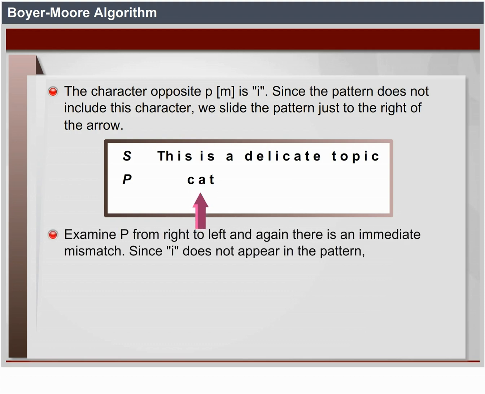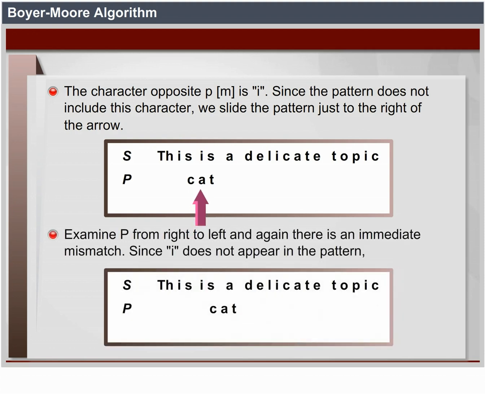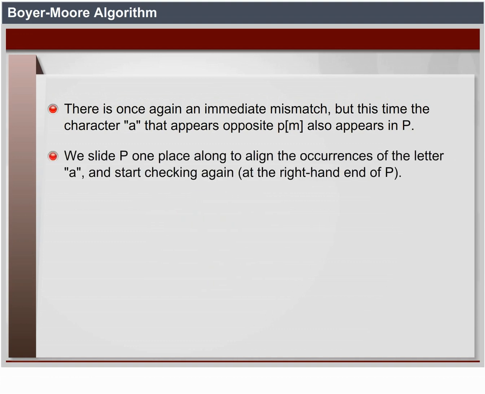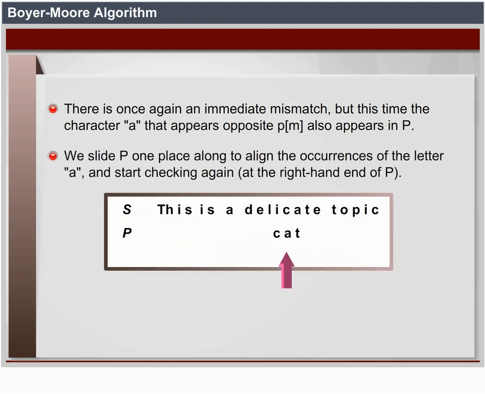Examine P from right to left, and again there is an immediate mismatch, since i does not appear in the pattern. There is once again an immediate mismatch, but this time the character a that appears opposite P of m also appears in P. We slide P one place along to align the occurrences of the letter a and start checking again at the right hand end of P.